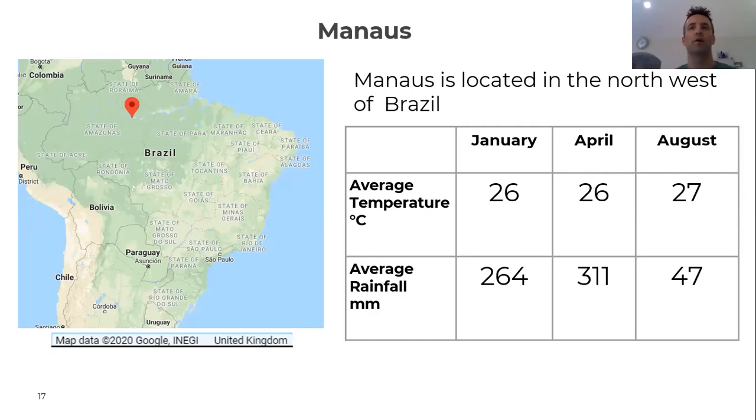So the average temperature in Manaus in January is 26 degrees. And the same in April. And then it's pretty much the same in August. It's 27, so very close. So you can see it doesn't change that much throughout the year at all. Only 1 degree difference in those months.